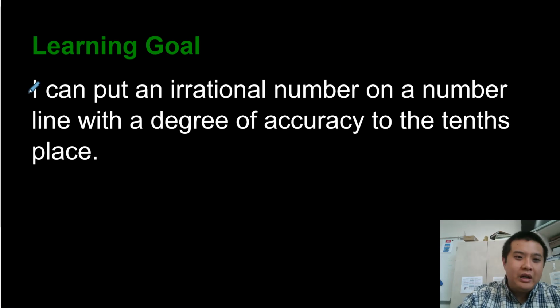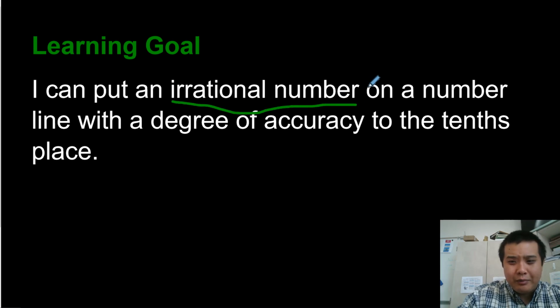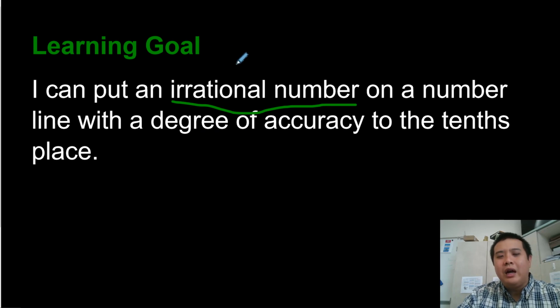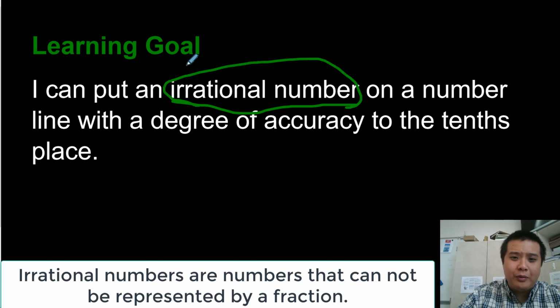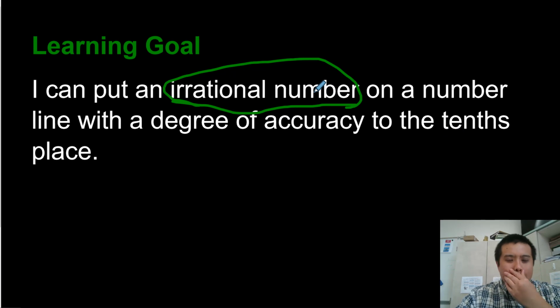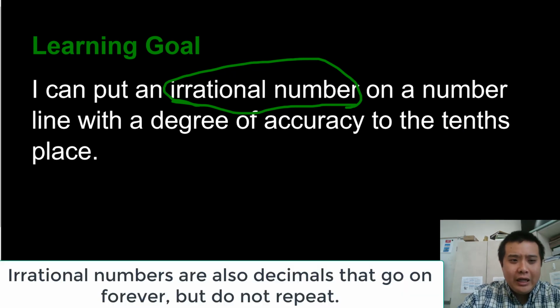Today's learning goal: I can put an irrational number on a number line with a degree of accuracy to the tenths place. Okay, so what we're going to be doing is trying to estimate the decimal form of an irrational number. We're only going to be able to estimate to a degree of accuracy to the tenths, and that's all that's really necessary. Let's go ahead and get started.